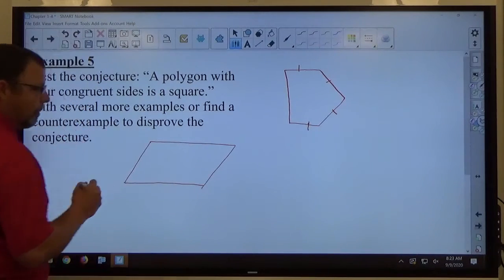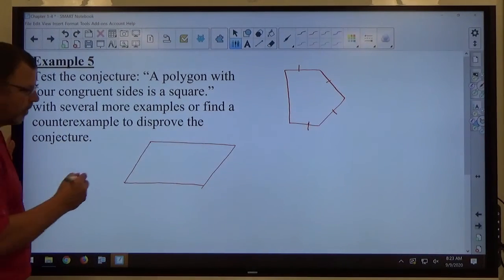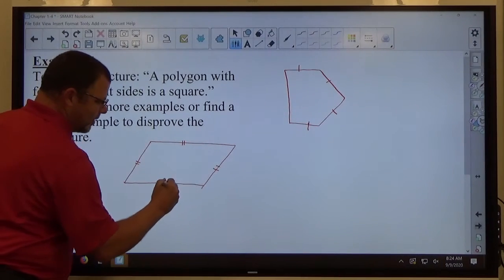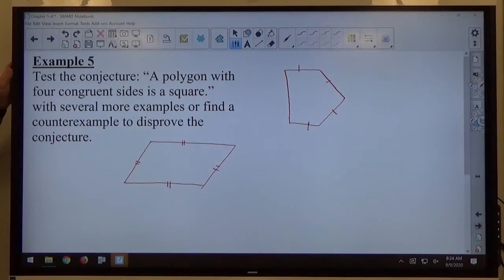I'm going to have you use your imagination right now. The figure's never drawn to scale. I'm going to say that this side and this side and this side and this side are all the same length, even though they don't look like they are. Just use your imagination. We're going to say that those 4 sides are the same because it's marked that way. In geometric figures, figures are not drawn to scale. If they're marked congruent, you have to assume they're congruent.